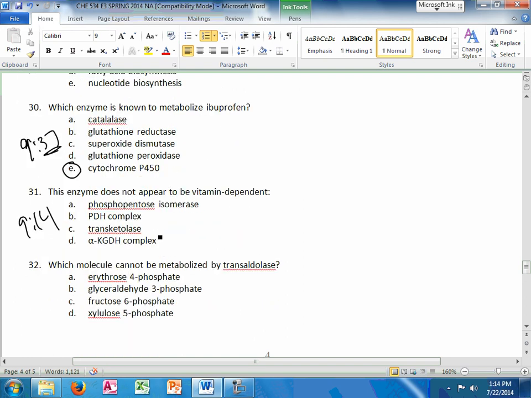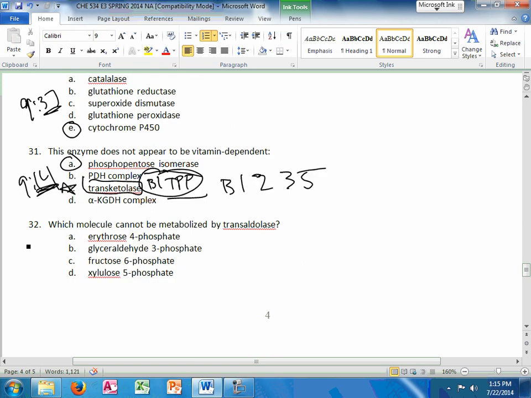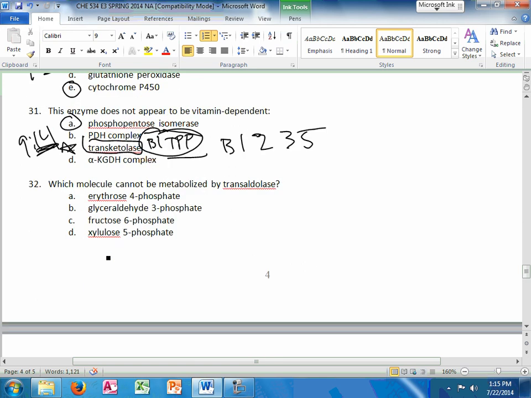This enzyme does not appear to be vitamin dependent. Phosphopentose isomerase. These guys are, again, B1, B2, B3, and B5 dependent, and transketolase, he wants to make sure you know that one is B1 dependent. It's a TPP vitamin. So make sure to know that part. I think you see that on slide 14. So this is just knowing these pathways. I have them written out much more in the other video. Knowing which cannot be metabolized by transaldolase, the answer to that is the xylulose 5-phosphate.